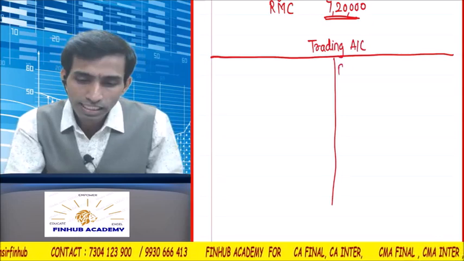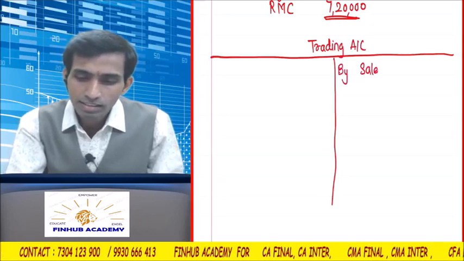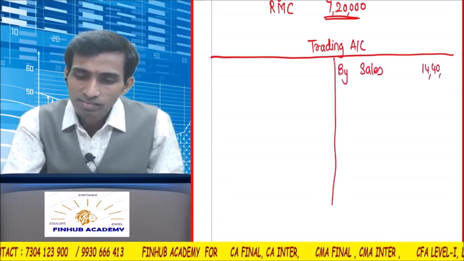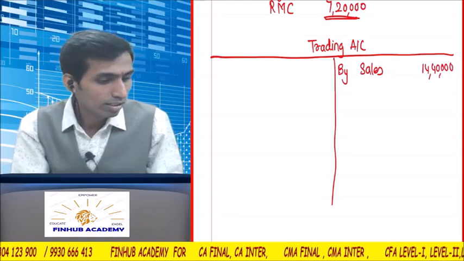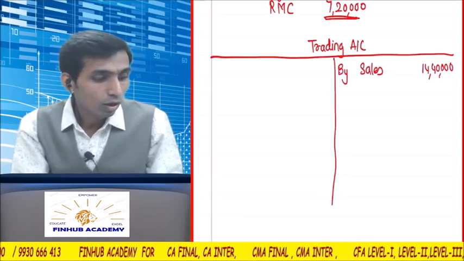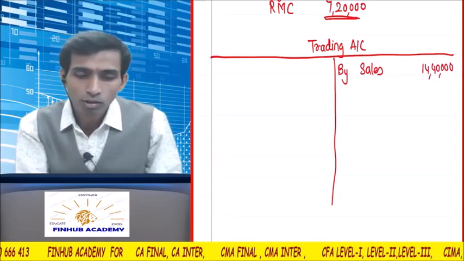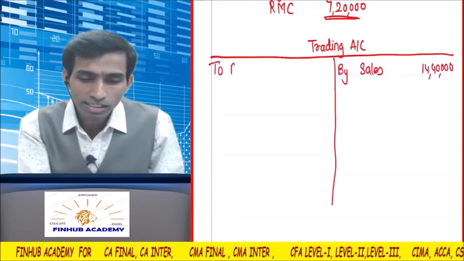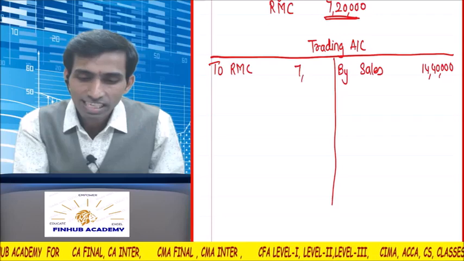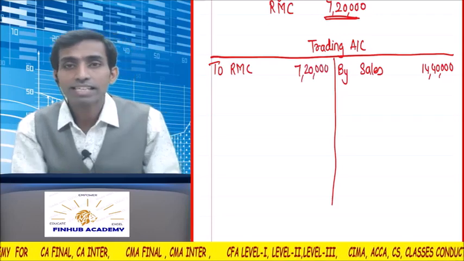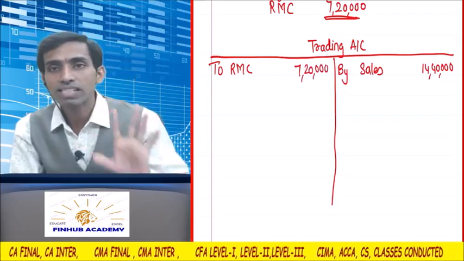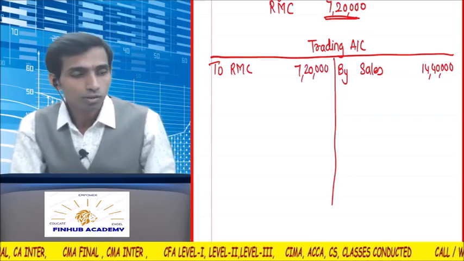Annual sales is 14,40,000. Cost of production is given. Raw material purchased I will not use; I will directly write raw material consumed. It is 7,20,000. I hope you are understanding. Opening plus purchase and closing is considered when I write raw material consumed.